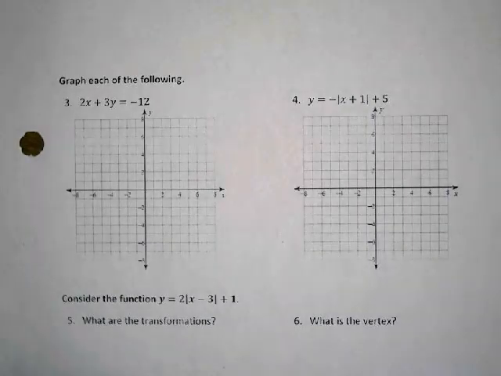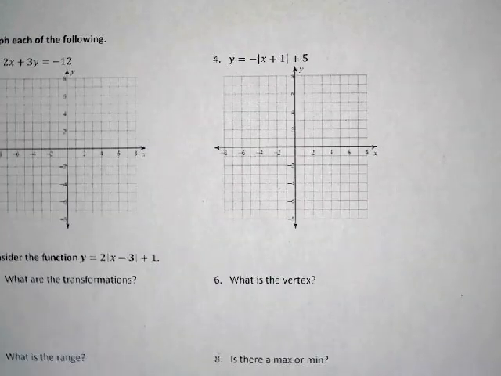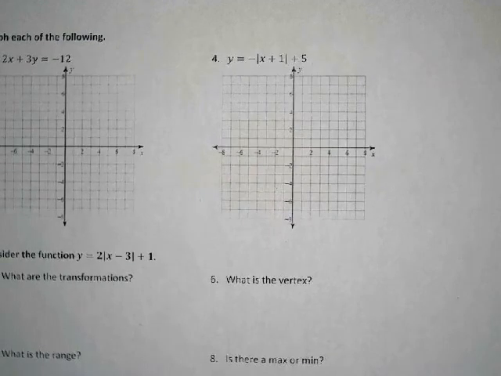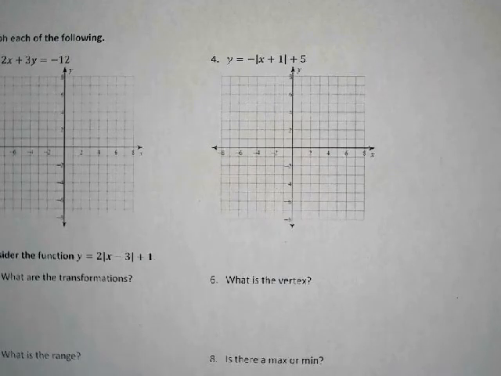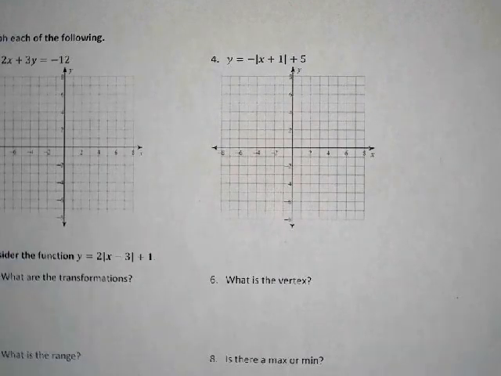Okay, so on number 4, we've got y equals negative. Do you guys remember how to get the absolute value up? How do we type it? Yeah, the vertical lines for absolute value. How do we get those up on the screen? Shift, and then the key above the enter. Okay, y equals negative absolute value of x plus 1, plus 5.